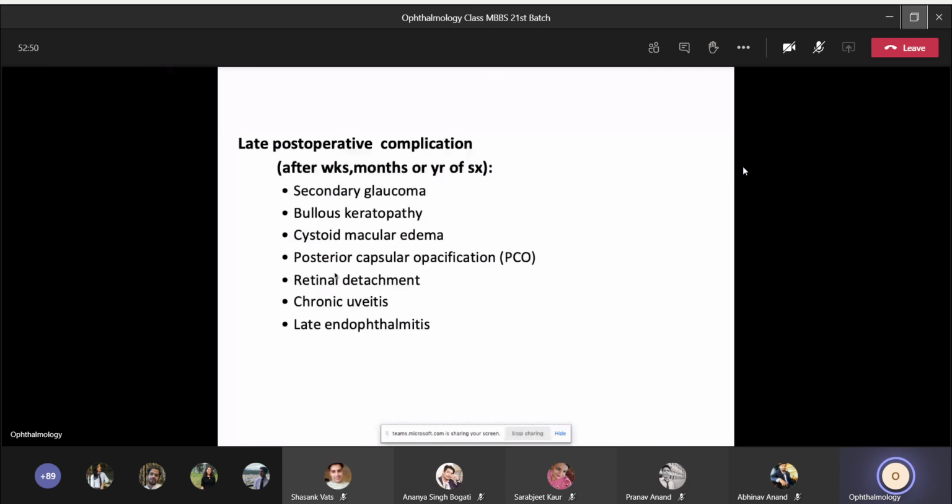Sometimes if there's persistent corneal edema, the patient may develop bullous keratopathy. If there is persistent inflammation, it may lead to cystoid macular edema. Later on, every patient may develop some amount of posterior capsular opacification. If there is some traction of vitreous during the cataract surgery, the patient may develop retinal detachment later on. Then there's chronic uveitis, and sometimes there may be late endophthalmitis as well. Mostly fungus can cause late endophthalmitis.